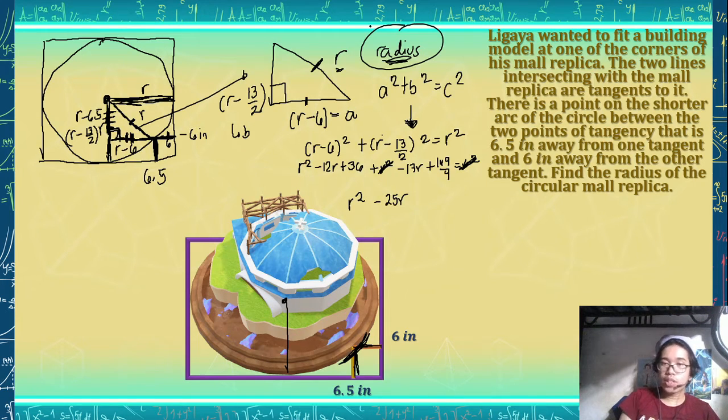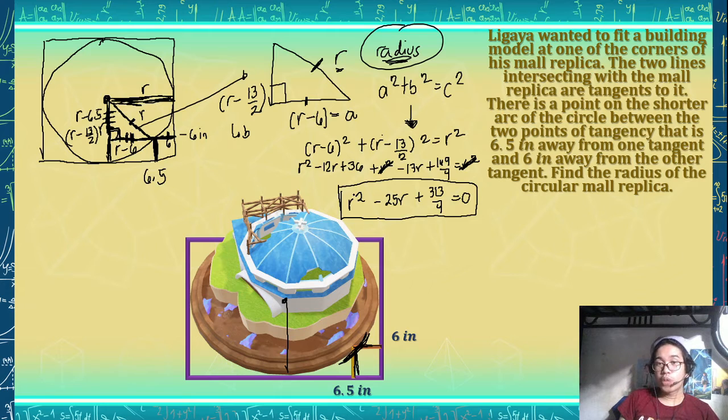And what's 36 plus 169 all over 4? I'm sorry, so that's 36. 36 plus 169 all over 4. So that should give us positive 313 all over 4. It's going to be all equal to 0. So therefore, this is our quadratic equation.